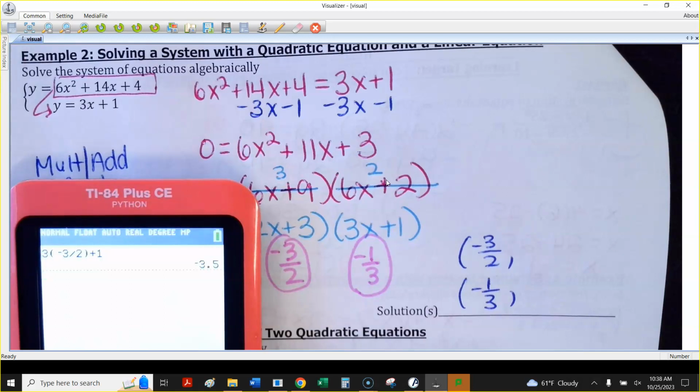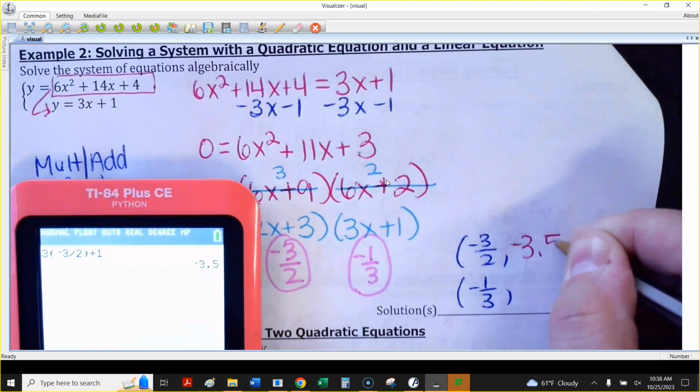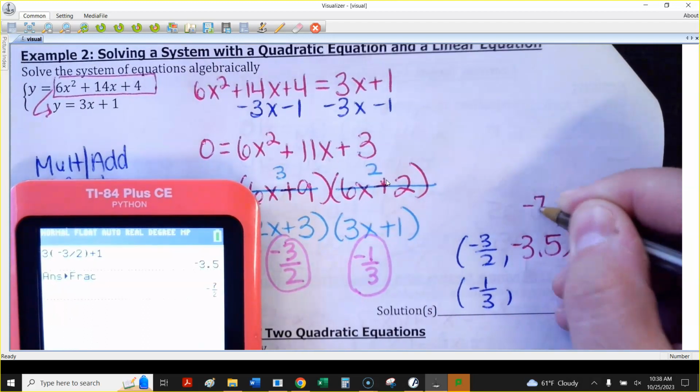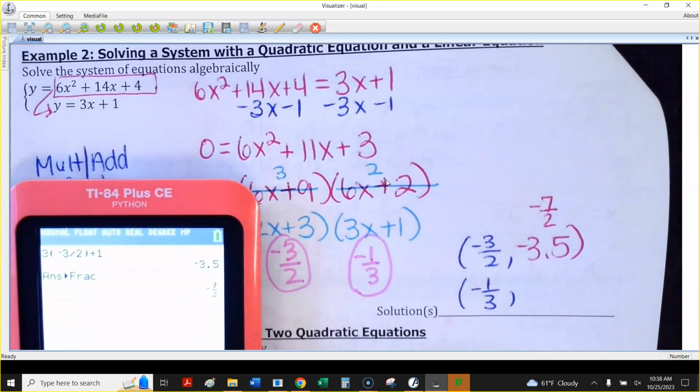If you want to write negative 3.5, I am completely fine with that. If you prefer to do it as a fraction, just hit that math and then hit enter twice. This is the same thing as negative 7 over 2 if you'd rather write it as a fraction. I honestly don't care, whichever way is easier for you.